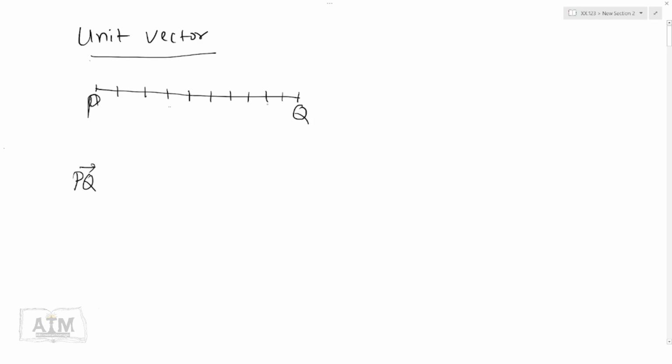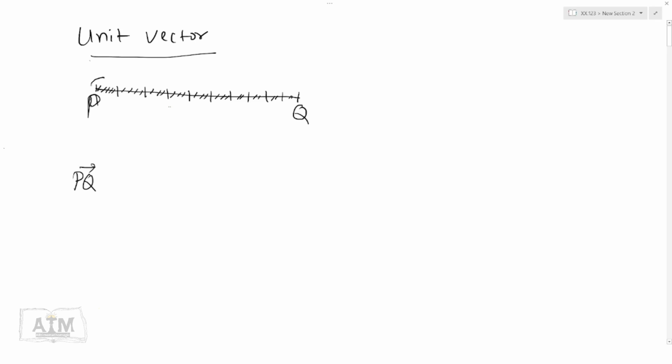So vector PQ is divided into smaller units. This is the first part, all are equal. This is the second part, this is the fourth part, it is the fifth part, it is the sixth part, seventh part, eighth, ninth, and so on. So PQ got divided into 10 parts, 10 parts, 20 parts, whatever it may be.